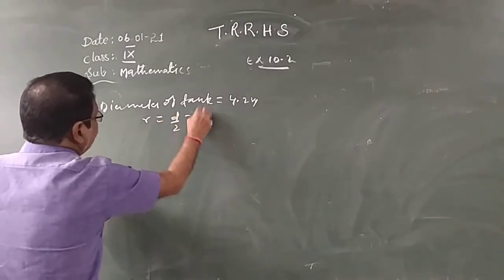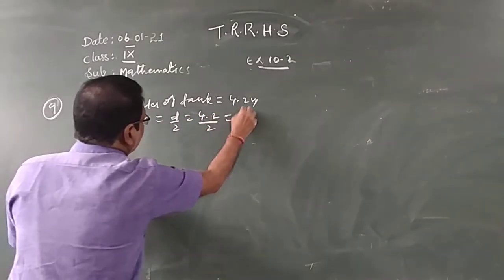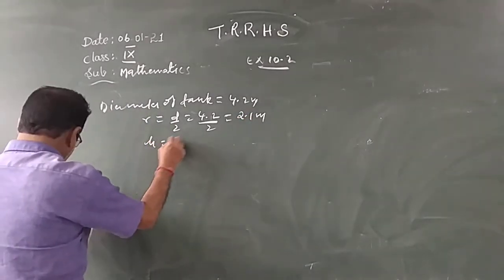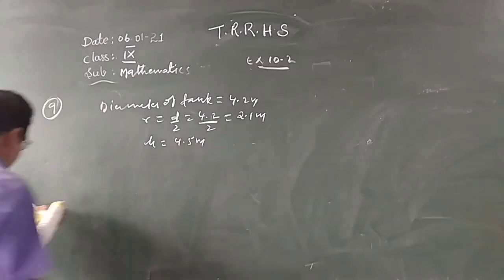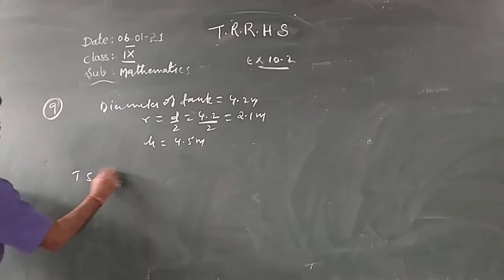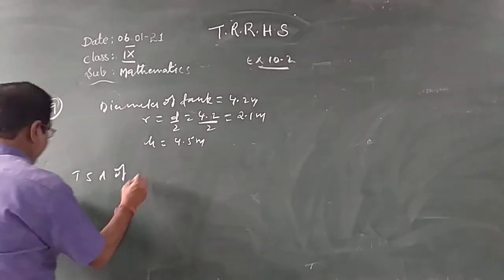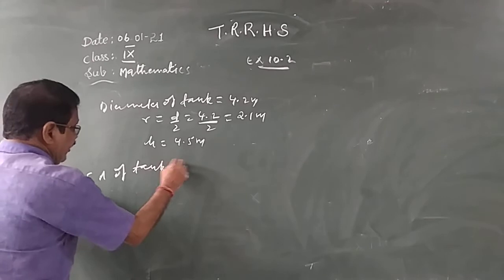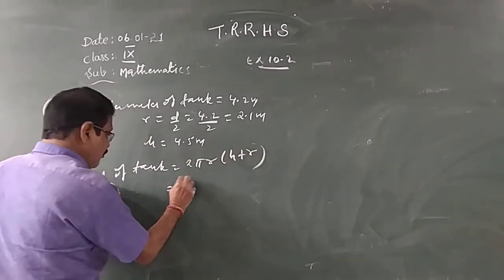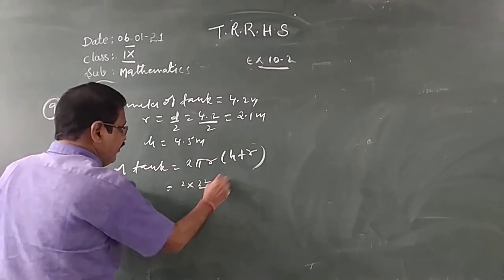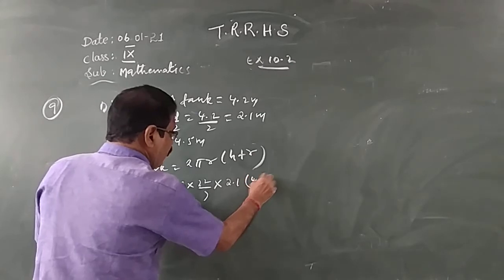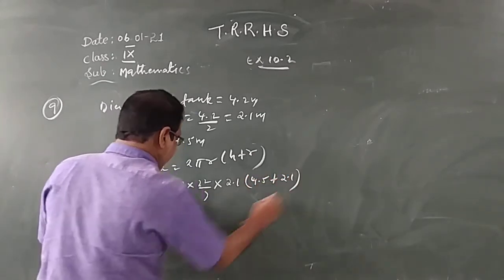Radius equals d by 2. 4.2 by 2 is 2.1 meters radius. And height is equal to 4.5 meters. Now find the total surface area, TSA of the tank. The formula is 2 pi r into h plus r. 2 into pi 22 by 7, the radius is 2.1, h is 4.5 plus radius 2.1.